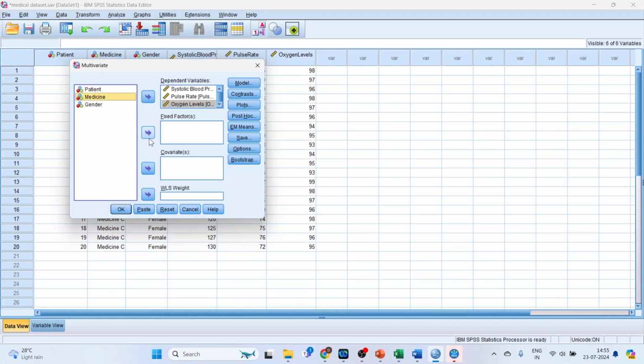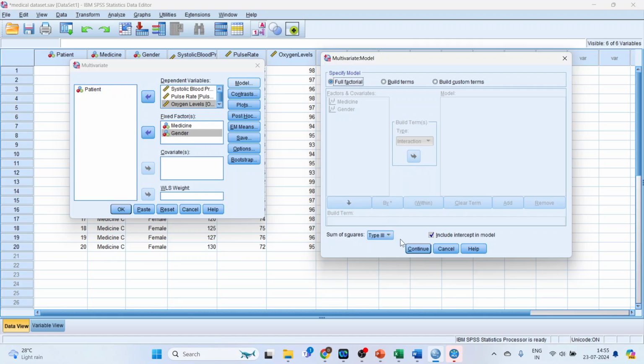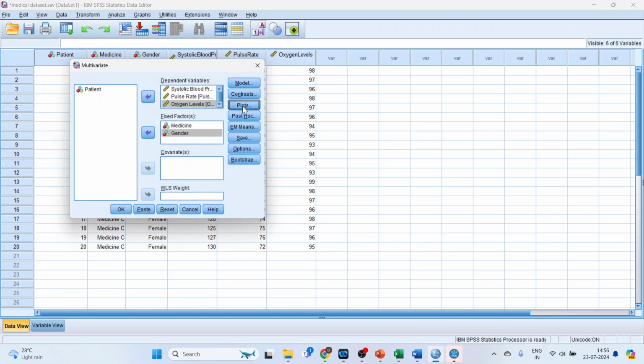Now transfer medicine into the fixed factor, gender into the fixed factor. This should be discrete. This is categorical data. This is continuous data. So this can be on nominal or ordinal scale. This should be on ratio or interval scale. Let's proceed further. In Model, no changes, keep as it is. Make sure Type III is on. Contrast, no change.